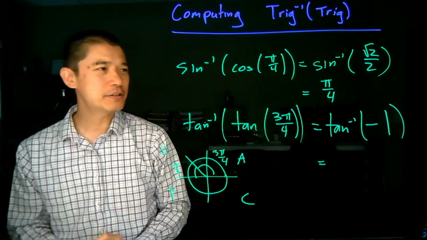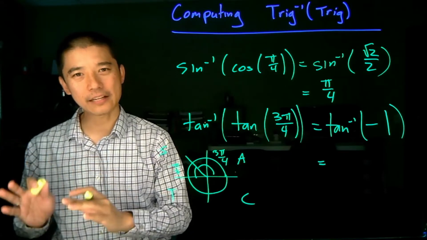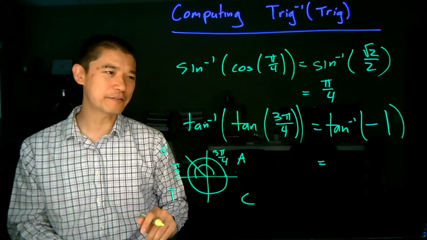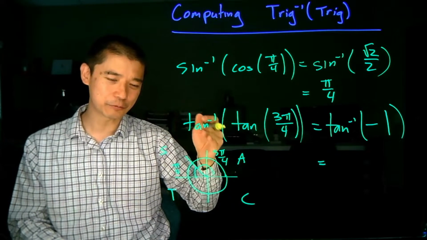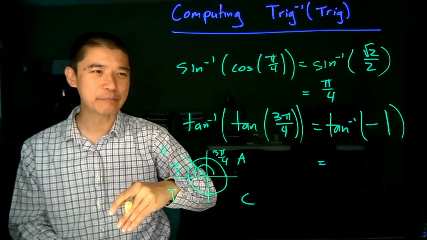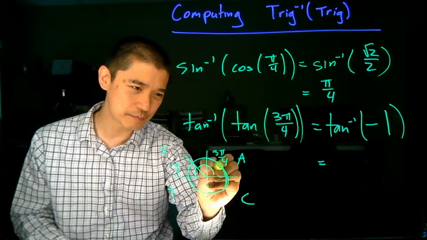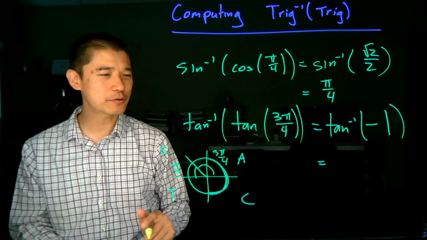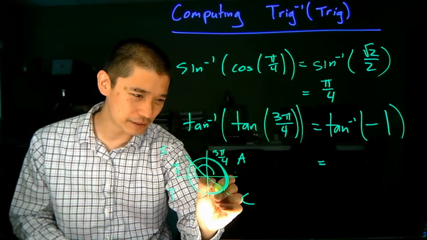And now what we need to do is find the inverse tangent of negative 1. And here's where paying attention to the domain and the range matters. Because when we think about the tangent function, for the inverse tangent, we're going to get a result whose angle is between negative pi over 2 and pi over 2. In other words, it's going to be on this part of the circle. And so the question is, for this part of the circle, where are we going to get that negative 1 value? Well, it turns out it's going to be over here, like that.